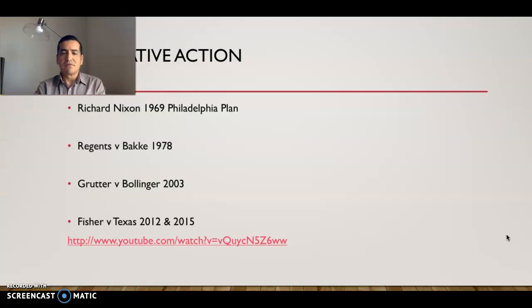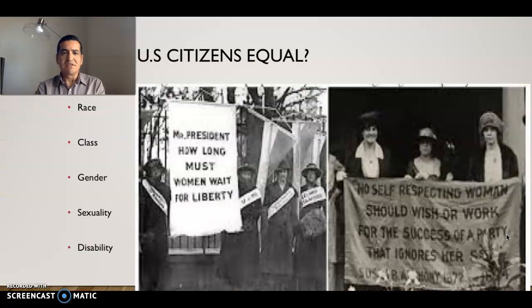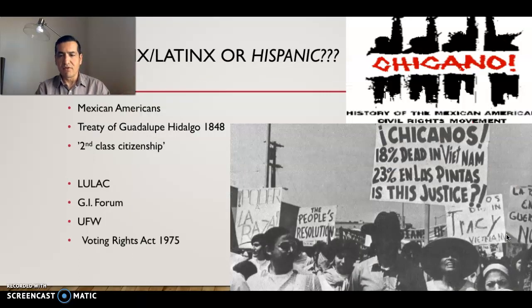So you read about some of the recent cases and this notion of U.S. citizenship and equality. One of the things that this chapter focuses on is all these categories listed here of difference. How do they play a role in structuring ideas and practices of equality or equal treatment before the law?